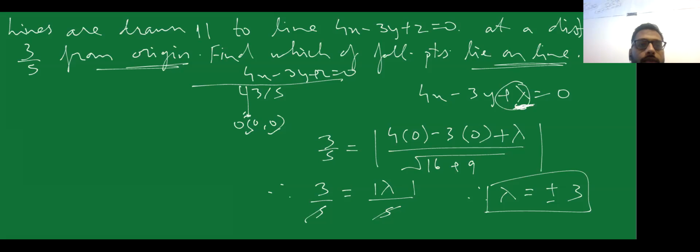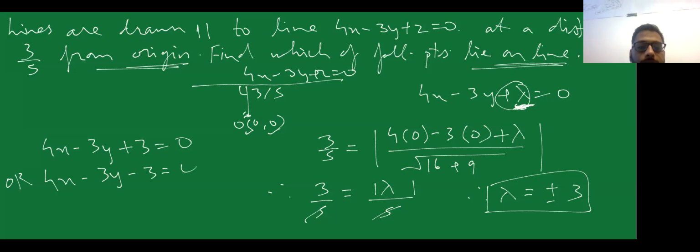Therefore, the two lines would be 4x minus 3y plus 3 is equal to 0. And my second line can be 4x minus 3y minus 3 is equal to 0. Just go through this question. If you have any doubts, you can ask.